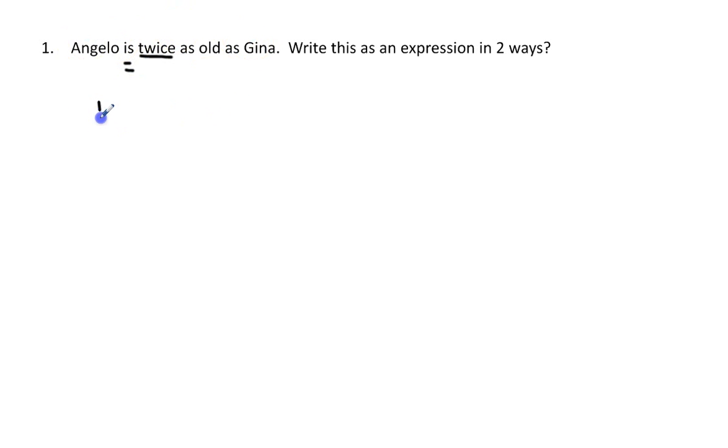So when I write this, I'm going to have A for Angelo is, and twice means times 2. Twice as old as Gina, so we'll call it 2 and G. So Angelo is twice as old as Gina. That's one way to write it. Another way to write it is Angelo is G plus G, because that's what 2 G's means, G plus G. So that would be a second way to write it.